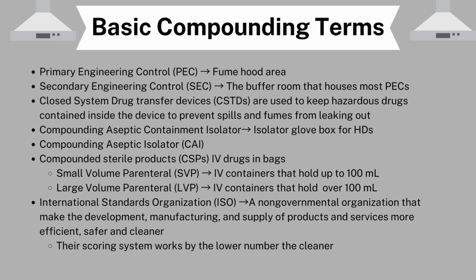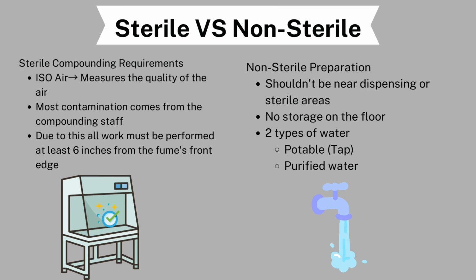Moving on, we have the International Standards Organization, the ISO, which is a non-governmental organization that makes the development, manufacturing, and supply of products and services more efficient, safer, and cleaner. And if they give you a number, all you have to know is that the lower the number, the cleaner the area is. Now, the two divisions of compounding are sterile versus non-sterile.